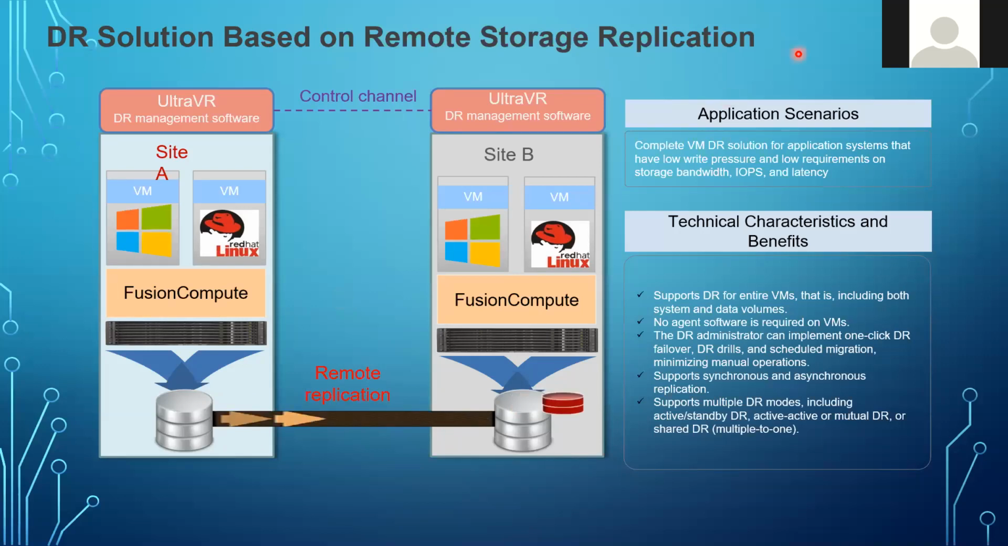Some questions are coming, a lot of questions. FusionCompute has two things: one is VRM and the other is CNA. It's called FusionCompute. Any other question? Okay.